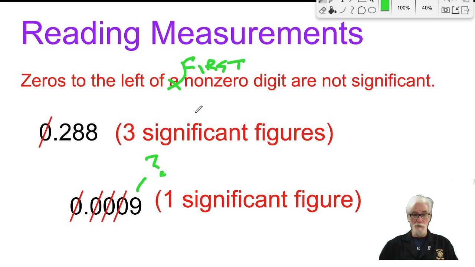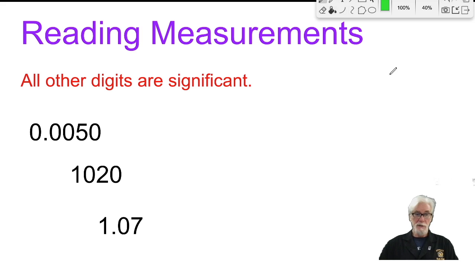So it might be useful to just memorize it and say, if you have zeros that come to the left of the first non-zero digit, those are not going to be significant. The last rule is really easy. Any digit that isn't part of those first two rules is significant.